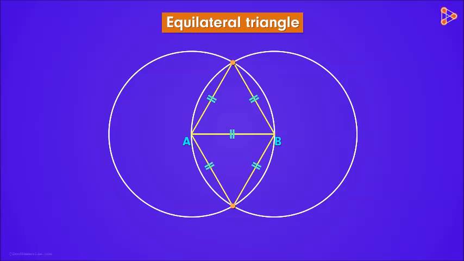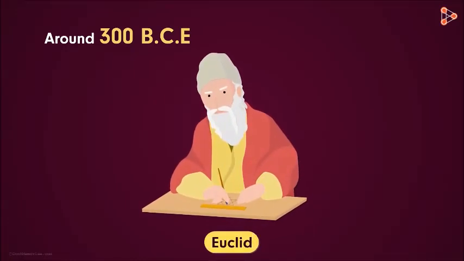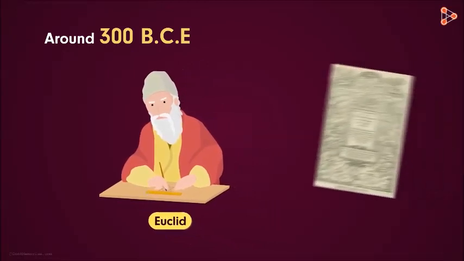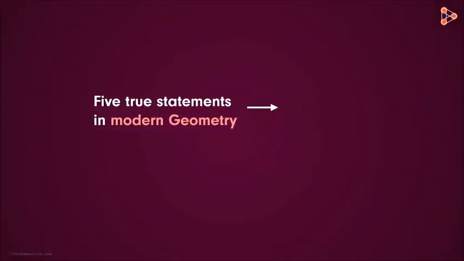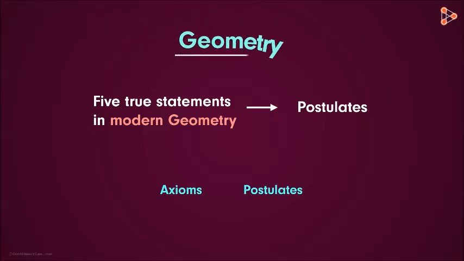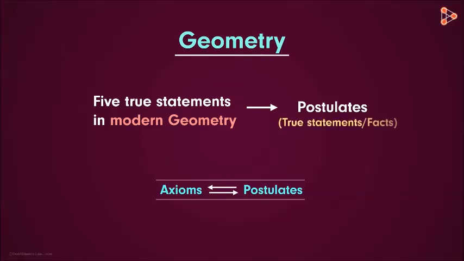Such knowledge of geometry was known to people from ancient times. Around 300 BCE, the Greek mathematician Euclid combined all the knowledge of geometry known at that time in a set of 13 books called Elements. He called these true statements or facts as postulates. You'd be wondering what the difference between axioms and postulates is. Well, in geometry, they are essentially interchangeable. The general meaning of postulate is a true statement.